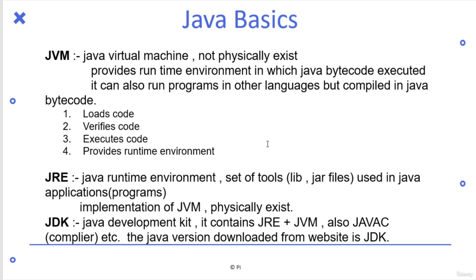JVM is basically the Java Virtual Machine. If you know virtual machines, the Java Virtual Machine is similar to that. It does not physically exist. The second thing is that it provides the runtime environment for Java bytecode.